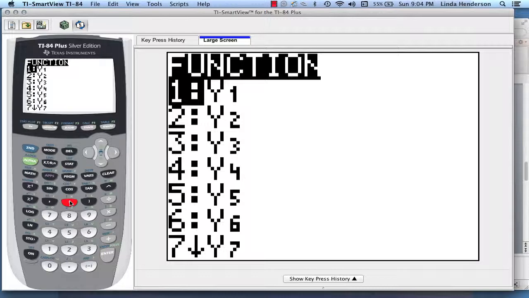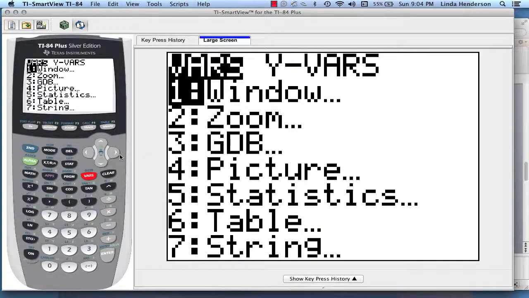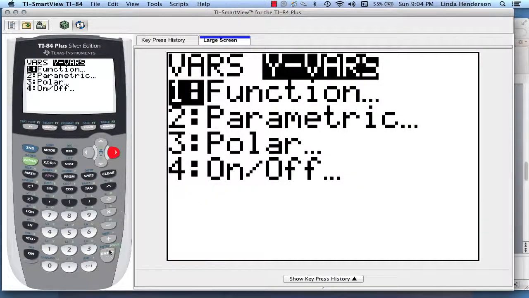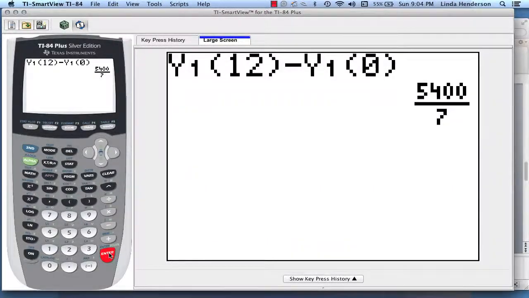You could do like y1 at 12, if you just want the calculator pretty much to do all your calculations for you, minus y1 of 0. I get that. That's the numerator, divided by 12.